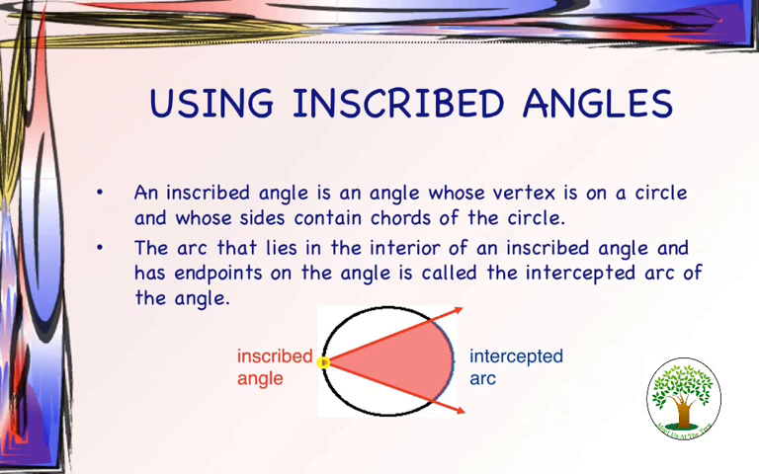Next, the arc that lies on the interior of the inscribed angle and has endpoints on the angle is called the intercepted arc. Here's where the points are, and here's that intercepted arc, there in blue. Feel free to summarize this on your note sheets. Don't feel like you have to write exactly this word for word.